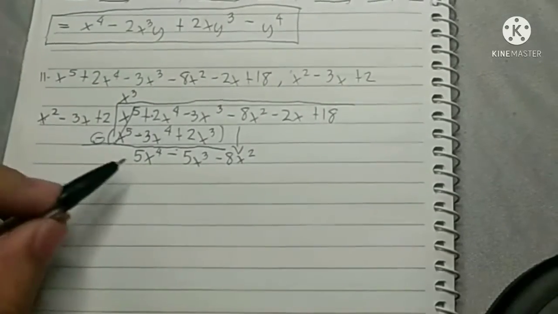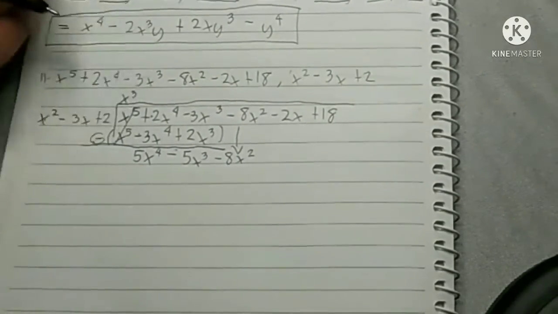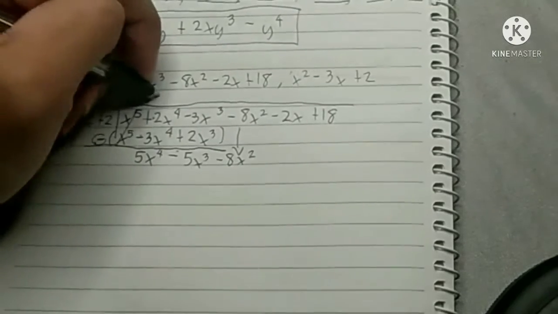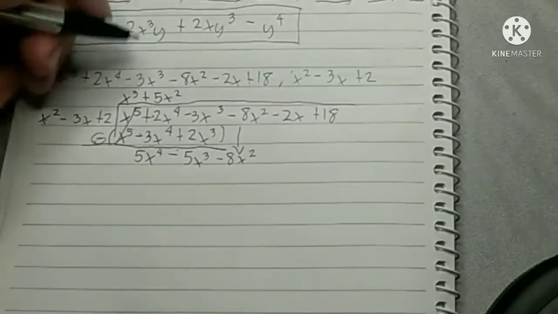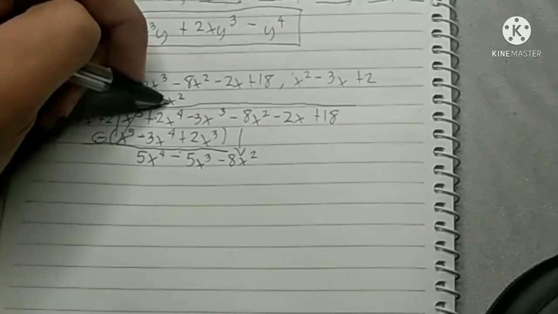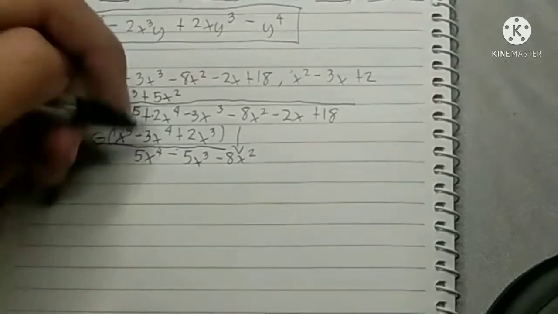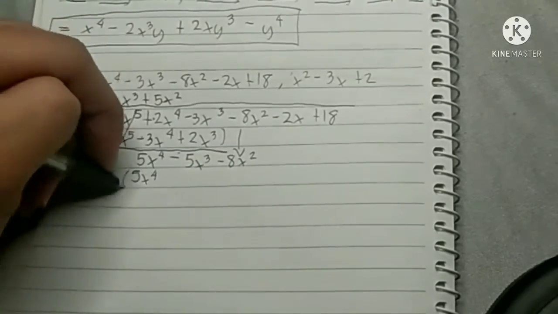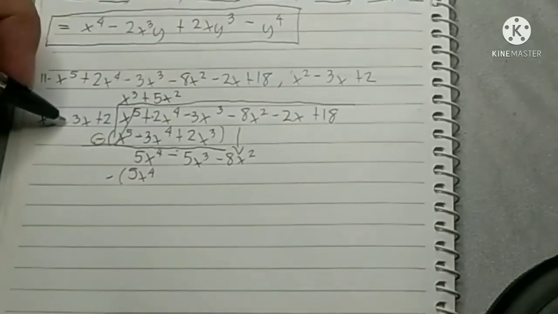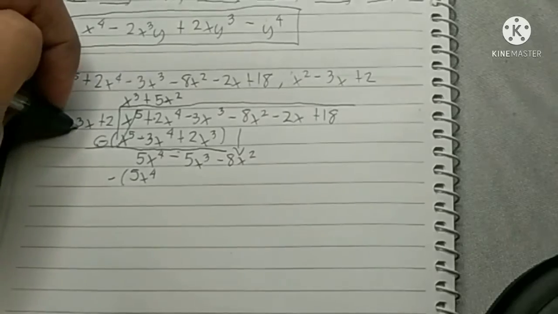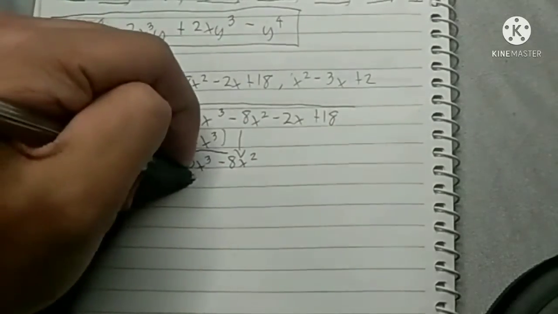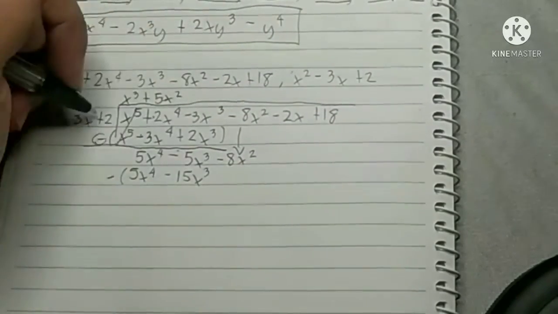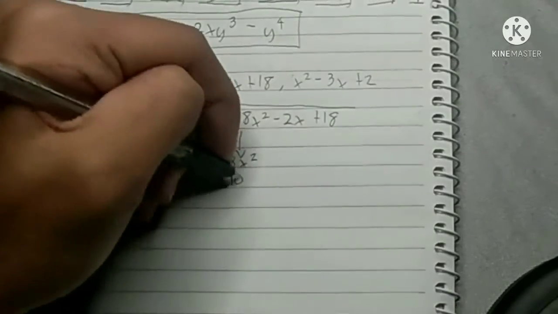And now we divide 5x raised to 4 by x raised to 2, and we will get 5x squared. Then we multiply 5x squared to x squared, and we will get 5x raised to 4. Then multiply 5x squared to negative 3x, we get negative 15x cubed. Then 5x squared multiplied by 2, and we get 10x squared.